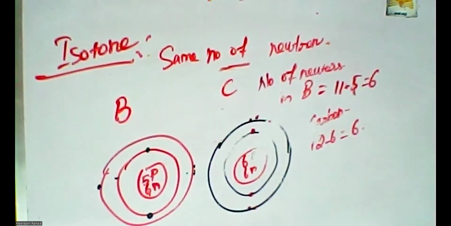Is that clear? What are the details we studied in this session? First is the Rutherford atomic model, and then the Bohr atomic model, what the postulates are and what the limitations of that are. And next is isotope, isobar, and then isotone. Is there any doubt or clarification? Please ask me.